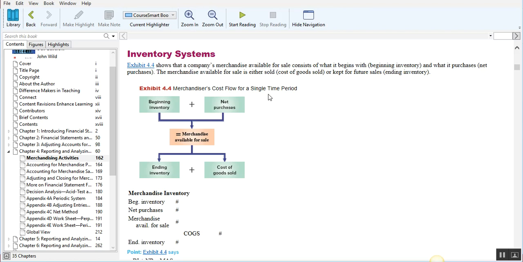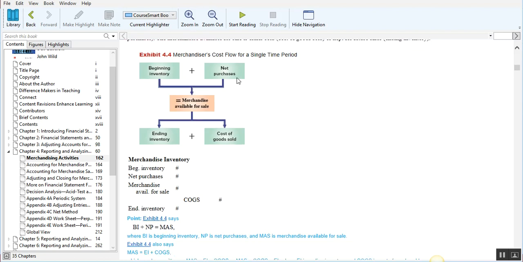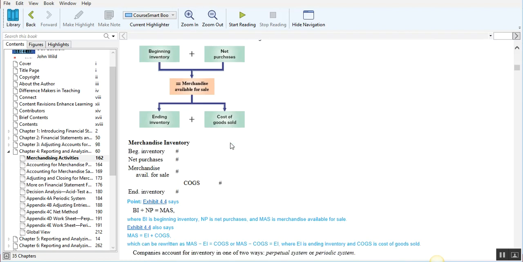Inventory systems are going to track all the goods that we buy and sell. And through an inventory system, we're going to account for what we had to start with, what we purchased, and then what we have in ending inventory and the calculation of cost of goods sold.